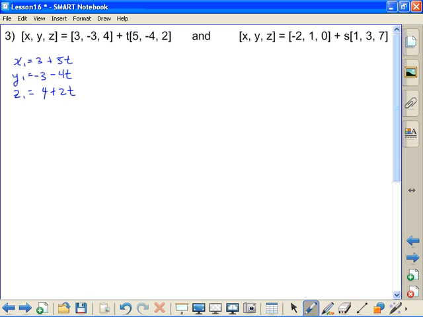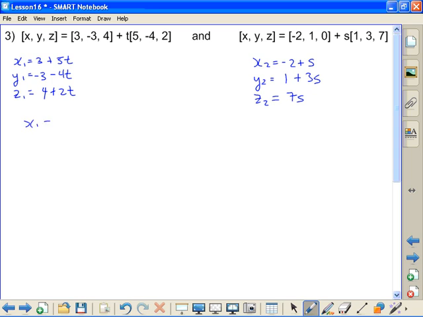The key with the process itself is that nothing really changes in terms of whether it's 2D or 3D. What does change is that you need to make sure you check your third coordinate, all right, to make sure that the values work for it.